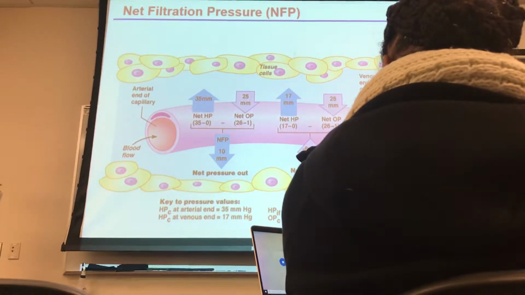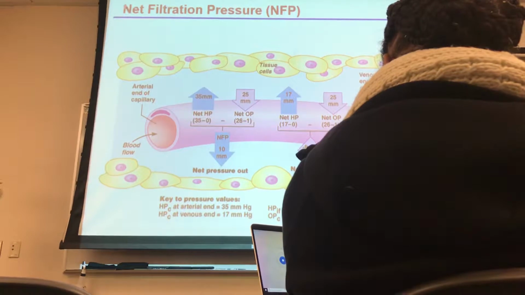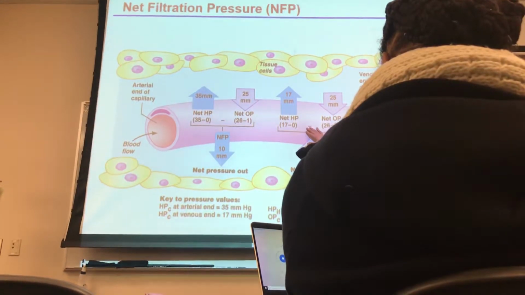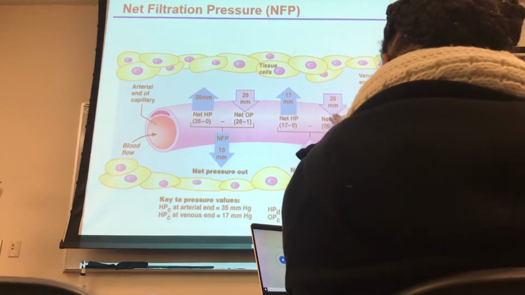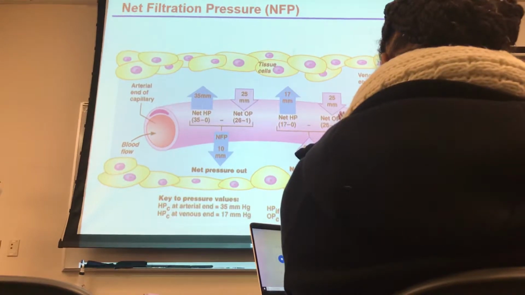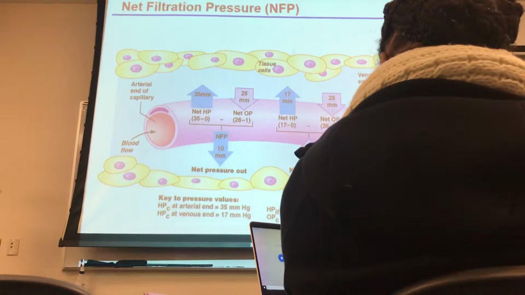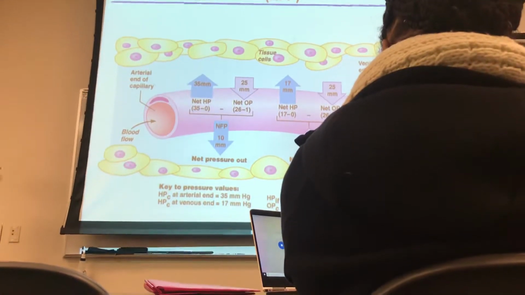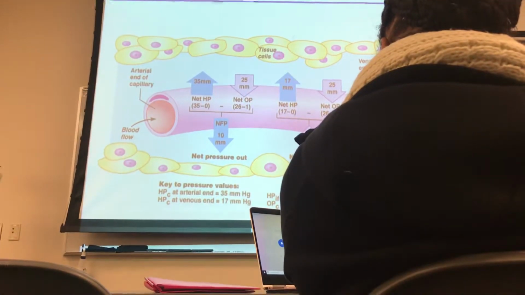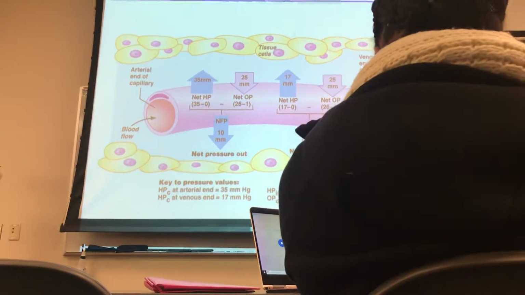But as we move through, we get to the point where now the hydrostatic pressure, they say it dropped to 17, I said it dropped to 20. Our osmotic pressure is still 25, so it's still pulling, it's winning regardless, so it's gonna pull stuff back in. Here we have a net pressure pulling stuff back in of -8 millimeters.